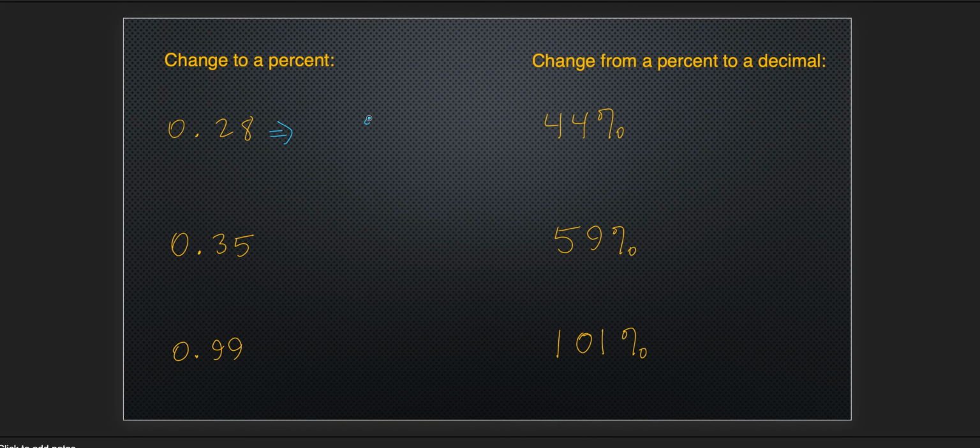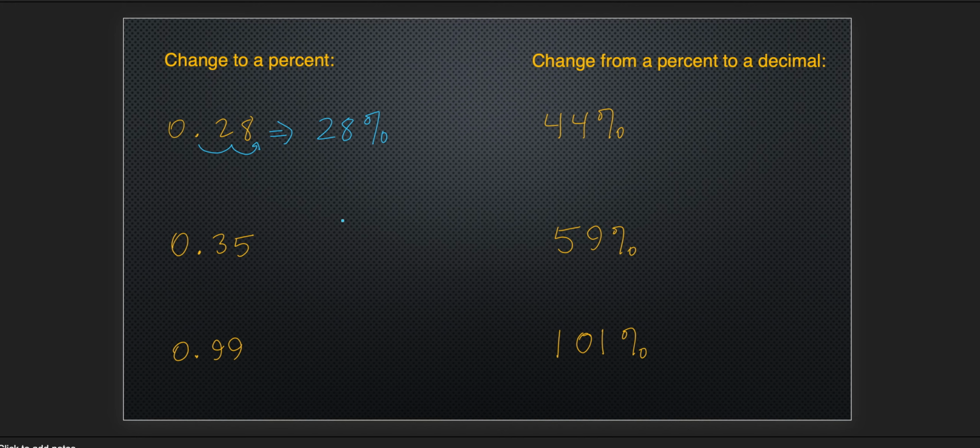So if we're going to convert it to a percent, we need the percent sign for certain, and 100 has 2 zeros in it, so we're going to move the decimal 2 places to the right, and this makes 28%. So you can play with your calculator, and I highly recommend learning with your calculator. You can put 0.28 in there, multiply by 100, and see what you get. In your answer, don't forget the percent sign.